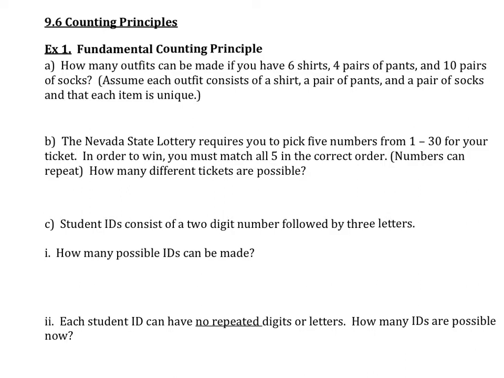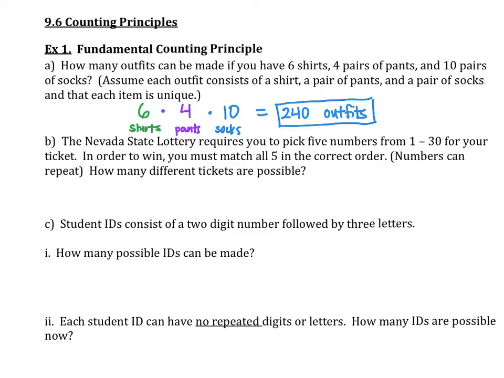So if I have 6 shirts, and I can match each of them with one of my 4 pairs of pants, and then I can match those with 10 pairs of socks. The fundamental counting principle says I just multiply the opportunities for each one, so 6 times 4 times 10 means that I have 240 possible outfits that would all be unique. This applies to other situations.